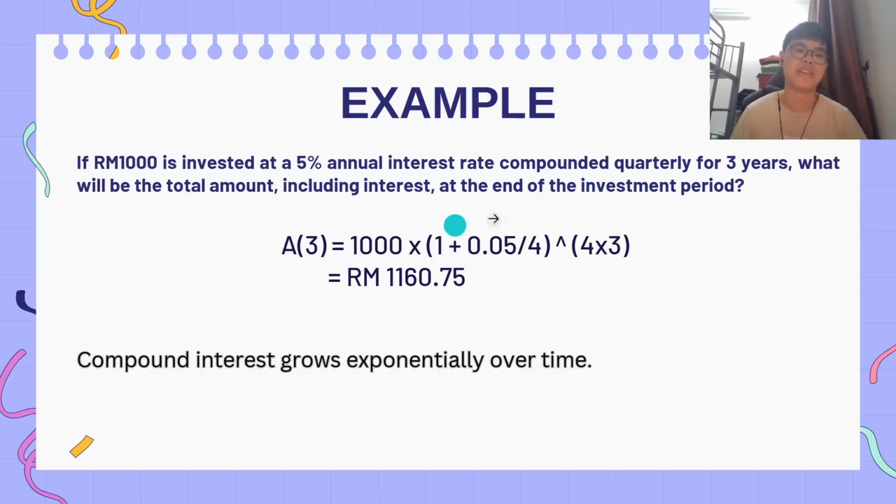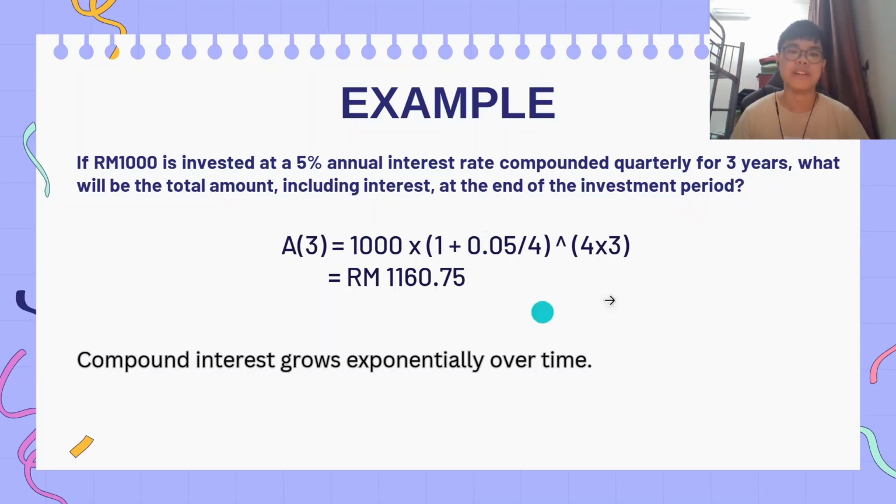Okay, for example, if 1000 ringgit is invested at a 5% annual interest rate compounded quarterly for 3 years, what will be the total amount including interest at the end of the investment period? So I need to list it out first, the P, R, T and N. So P is 1000 ringgit and the R is 5%. So the N, it says here compounded quarterly, so it's 4 times a year. So N is 4 and T is 3.